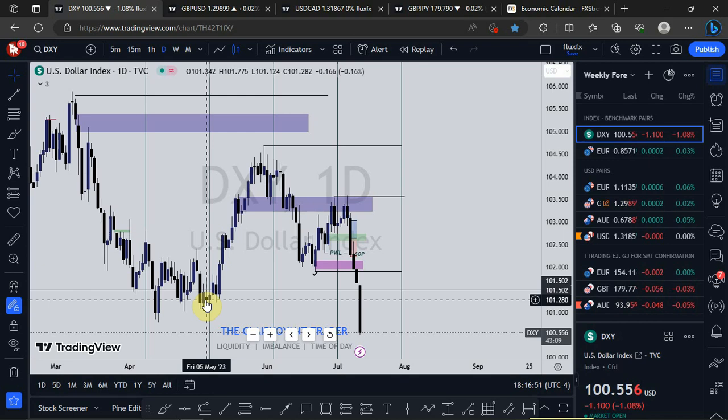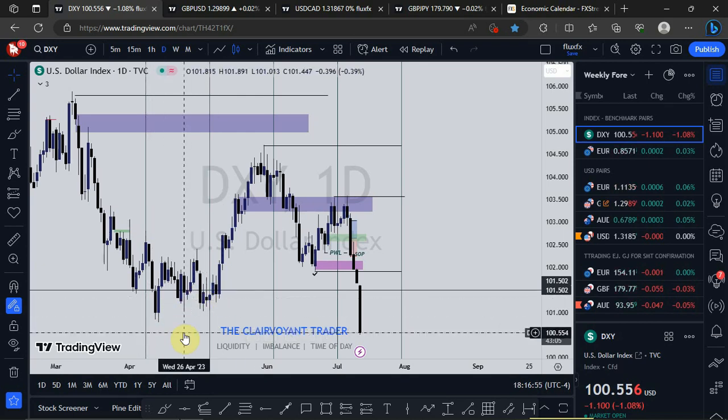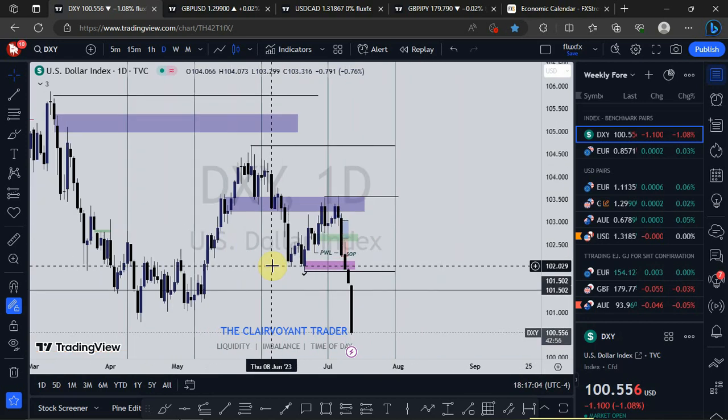So that is that for the dollar index. Price has taken out this low finally, and I'm still looking forward to see price continue to shift to the downside.